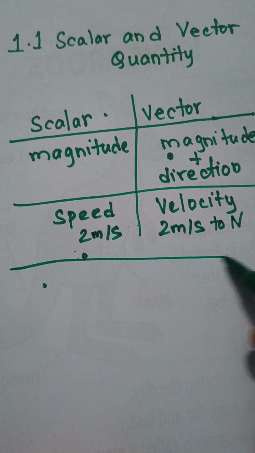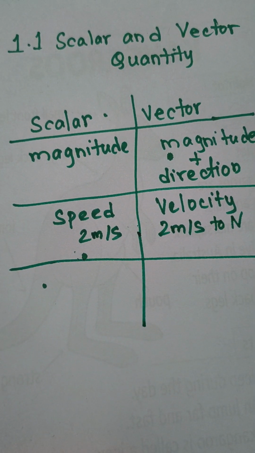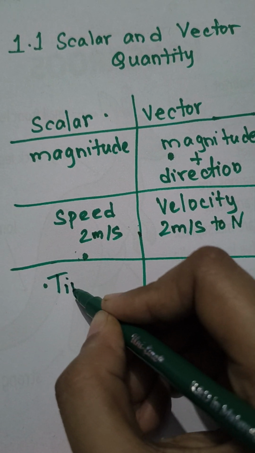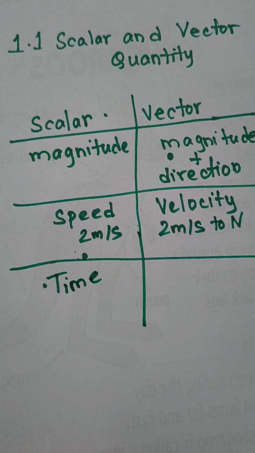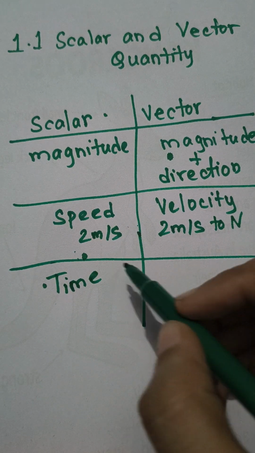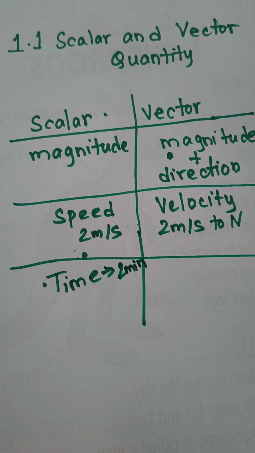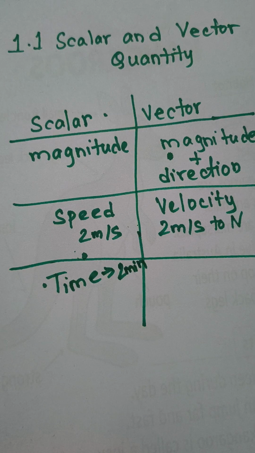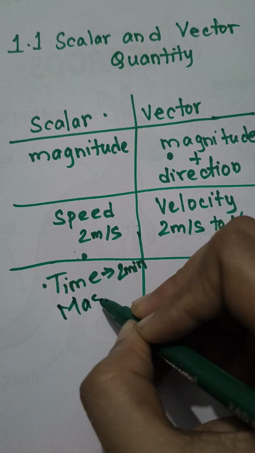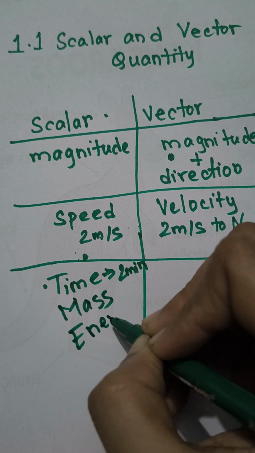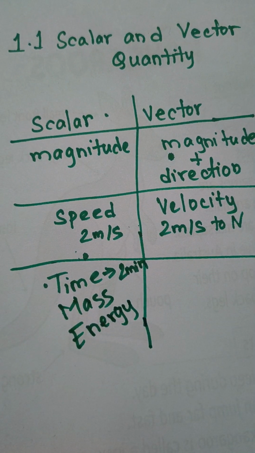If we think about other examples of scalar quantity, we can talk about time. Does time have any direction? For example, if I say 2 minutes, does 2 minutes have any direction, like 2 minutes to the north, 2 minutes to the south, or at 45 degrees? No. So 2 minutes is a scalar quantity. So time, then mass, energy, these are all scalar quantities.